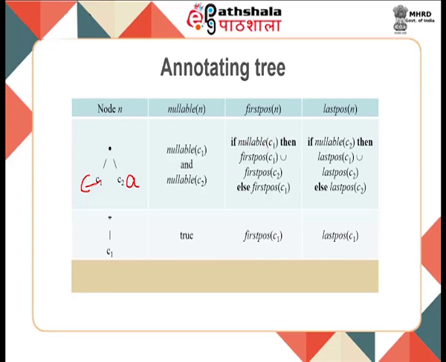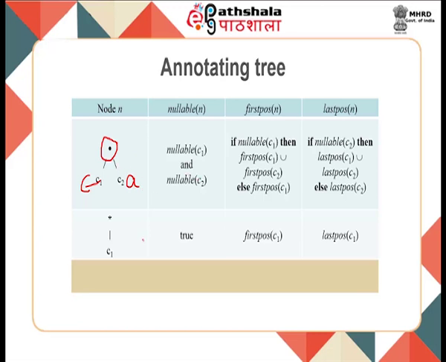On the other hand, for first position, if C1 is nullable, then it is first position of C1 union first position of C2, else it is the first position of C1 alone. That is, if C1 is nullable, then this node's first position is nothing but the union of these 2 first positions, else it is just the first position of C1 alone. Similarly, with last position, I will look at nullable of C2. If C2 is nullable, then the last position of this interior node is the union of the last positions of these 2 nodes, else it is the last position of C2 alone.